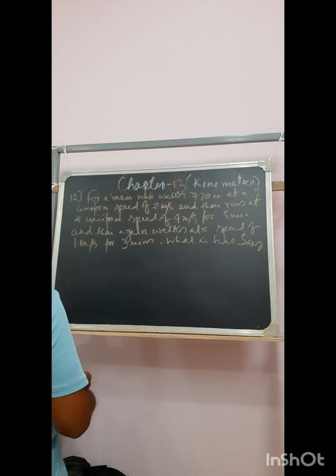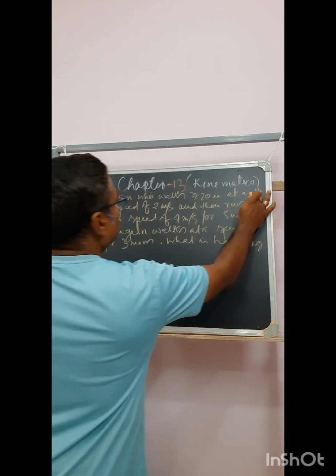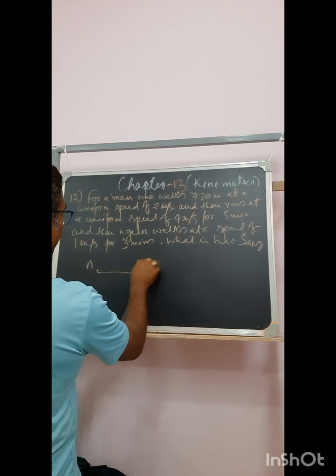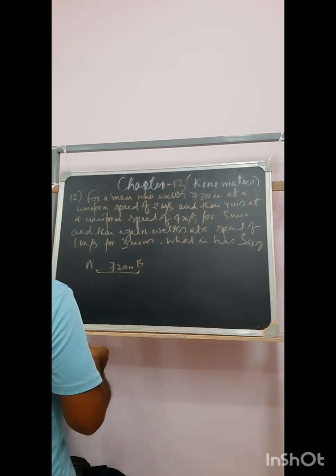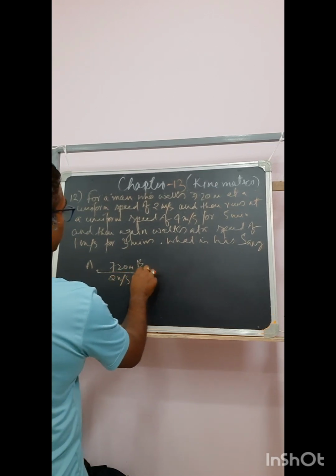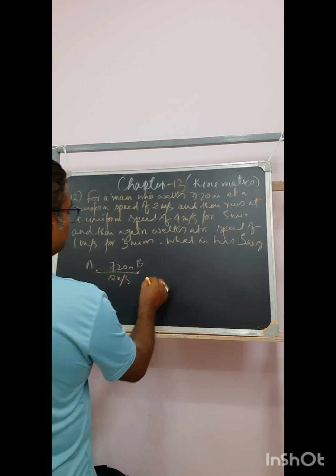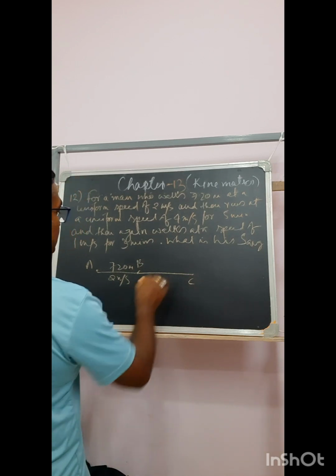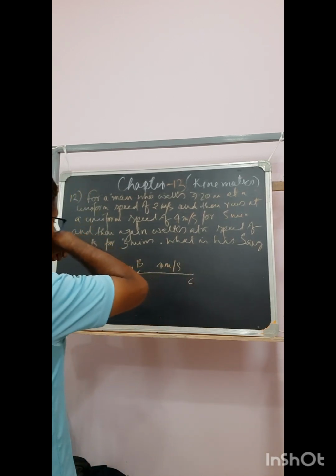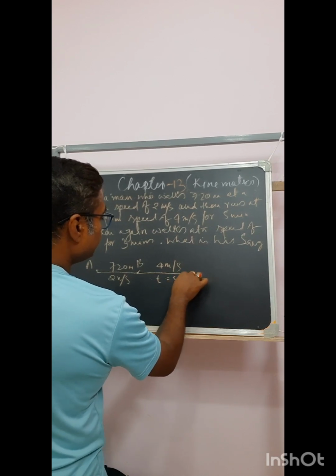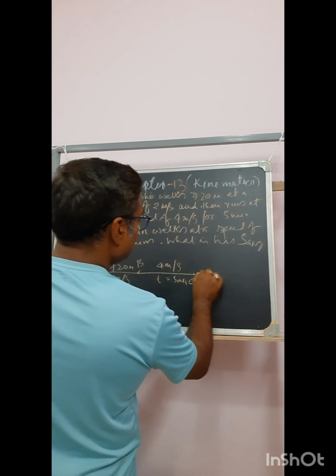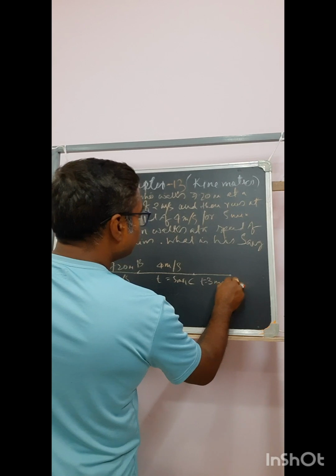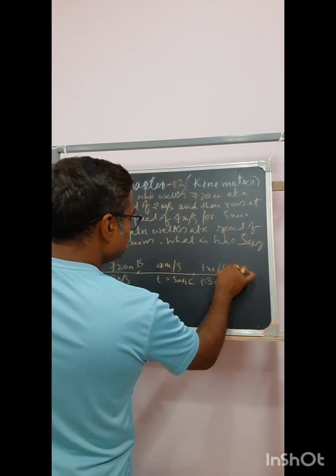For a man who walks 720 meter at a uniform speed, so initially when it is moving from some point, let's say A to some point B, its distance is 720 meter and the speed is 2 meter per second. Then he runs at a uniform speed, reaching some point C, this is 4 meter per second and the time given is 5 minutes. Then from C he starts walking again and moves some distance, and this time the time is 3 minutes and the speed is 1 meter per second. This is the information given.